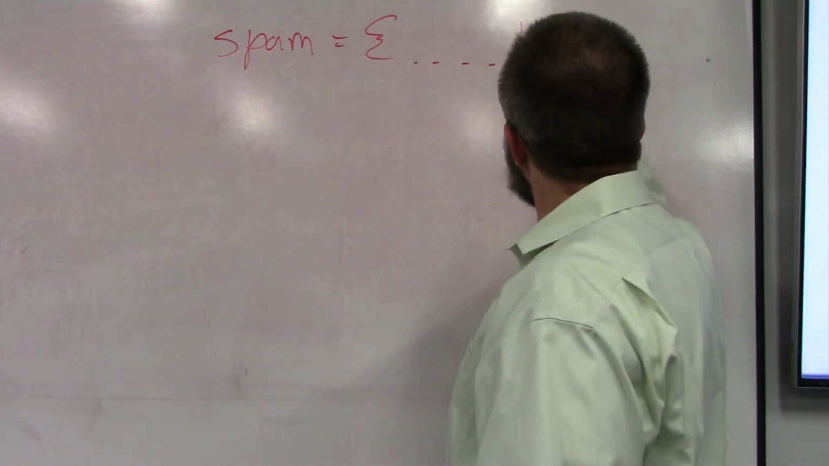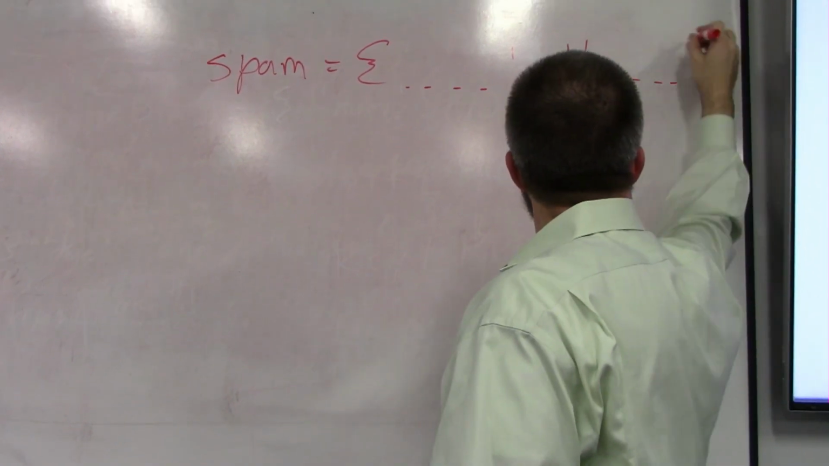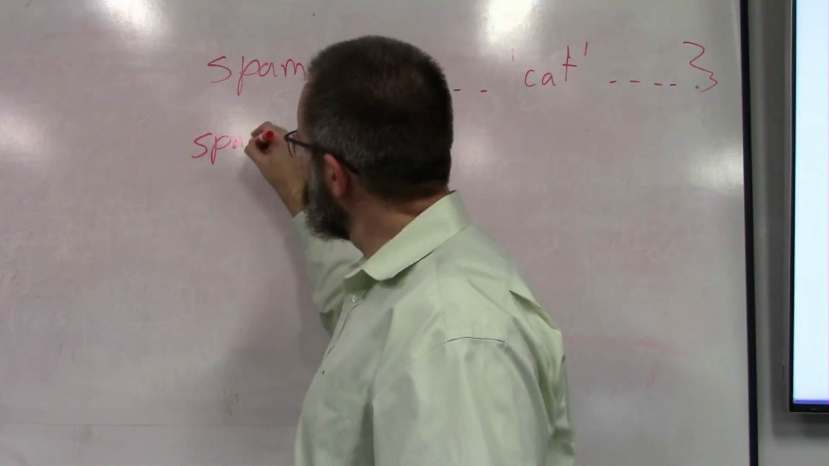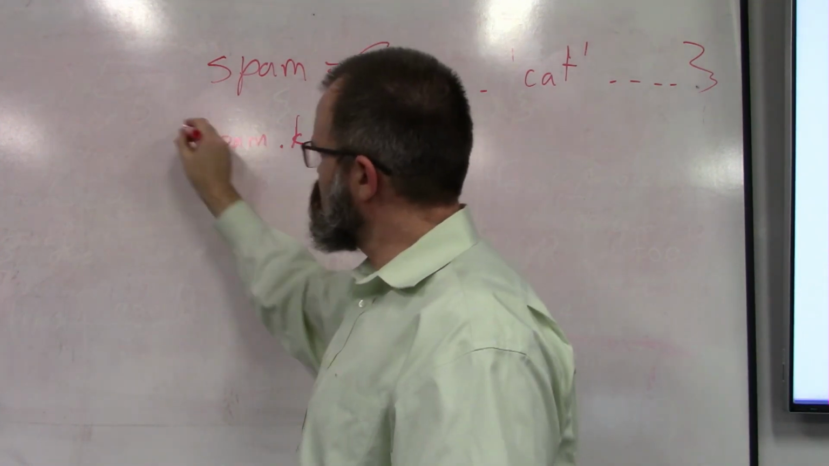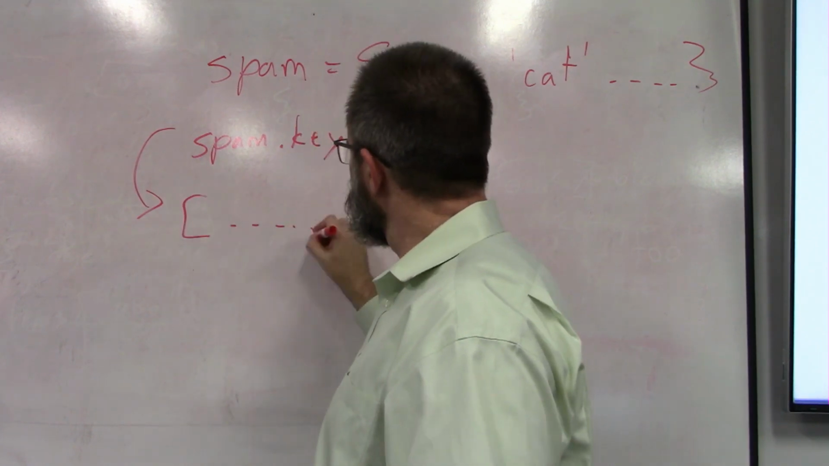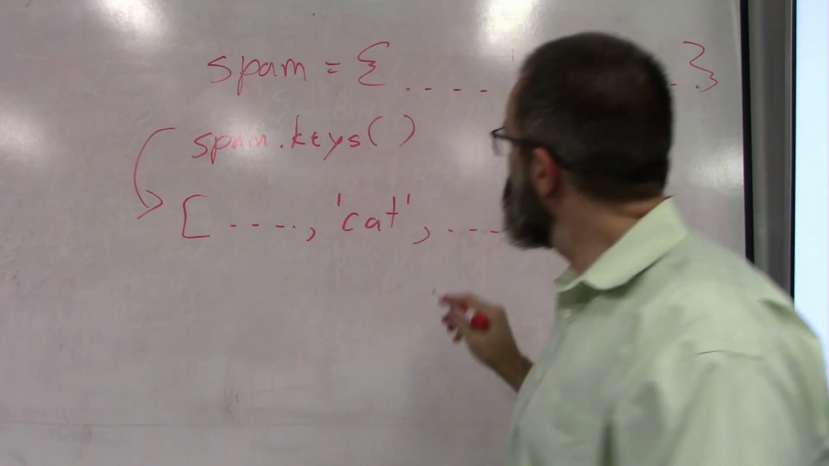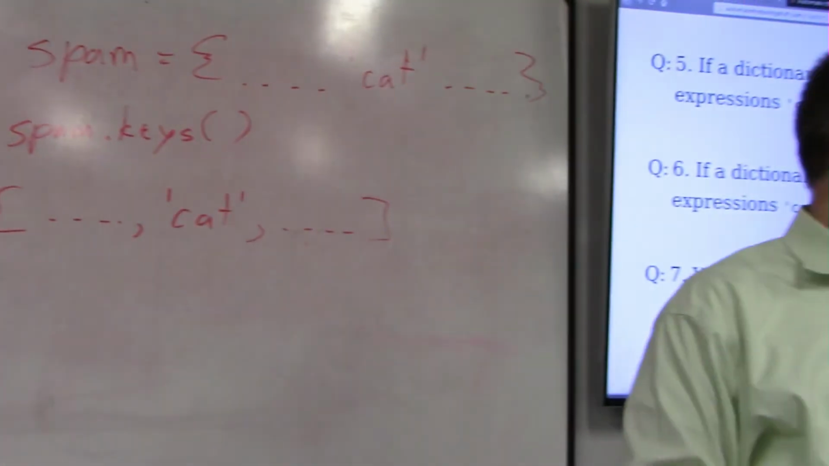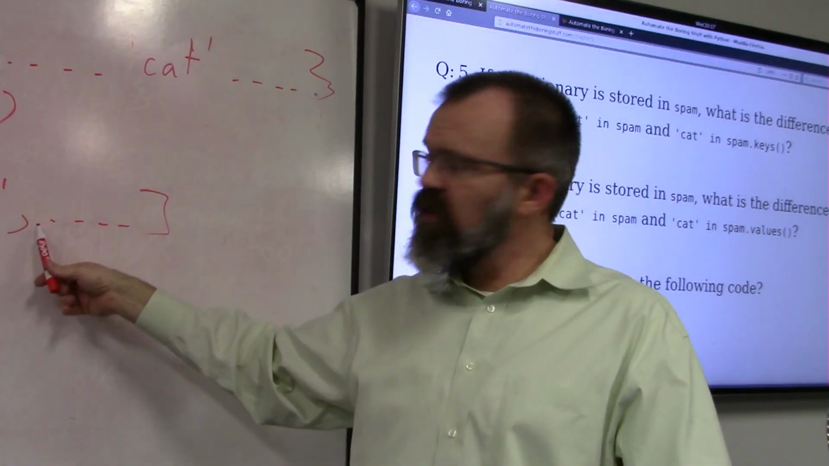Somewhere in here, the string cat exists. Okay. And somewhere in spam.keys(), you know, this will return back a value. Somewhere in there, the string cat exists. And this ellipses notation is not valid Python. This is just me saying somewhere in there. What's the difference between this and this?